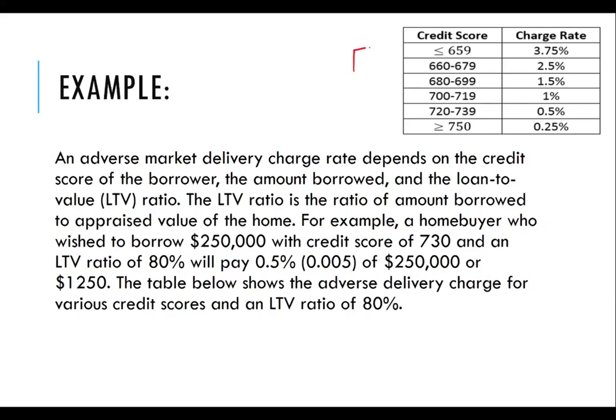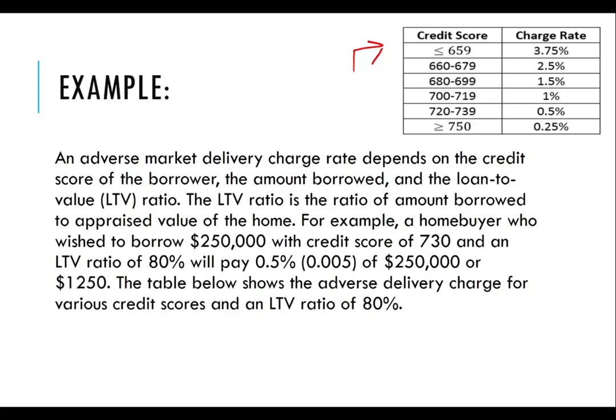This table here shows the adverse delivery charge for various credit scores and an LTV ratio of 80%. Now, why is this all thrown up here? This is going to be a real-world example of a piecewise defined function. Essentially, if you want to borrow some money for a house, then maybe they're going to use a chart like this. Based on your credit score, they're going to charge you some amount of the money that you want to borrow.